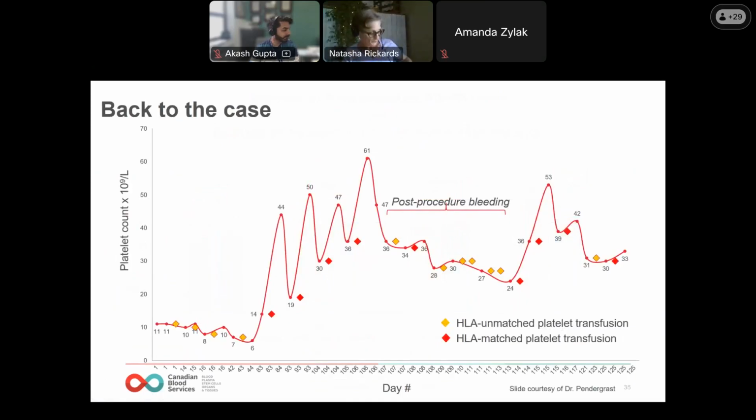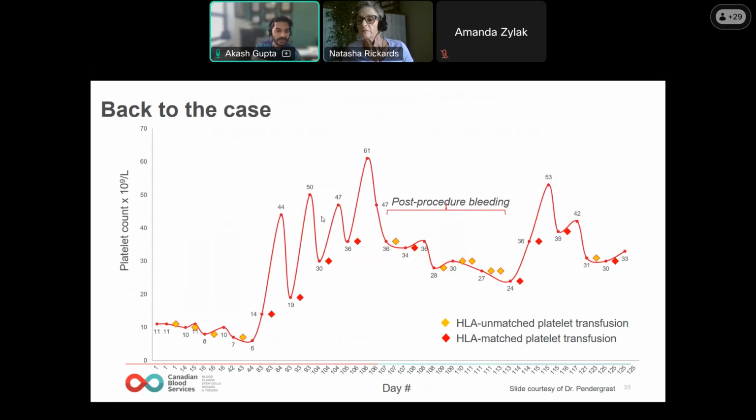So that's you, Akash. Yes, so just going back to the case, as Natasha mentioned, prior to this patient going for surgery, we did meet with the clinical team. We came up with a bit of a plan. We found times where multiple donors would be available so we could have those donations to support her in the pre-op and post-op period. And you can see here in the red diamonds is where she got really good increments from these HLA matched platelets that we got.